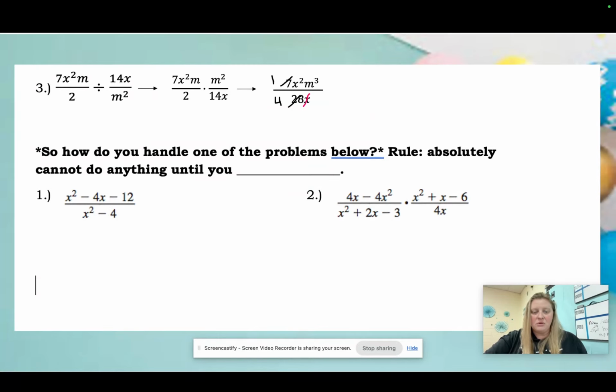All right, so a good rule of thumb is to know I can't do anything until I factor. Factoring is going to be your key to success in these problems. All right, so golden rule. With these subtraction and addition problems, you can't do anything until you factor. So in my next video, I'm going to show you exactly how that happens.